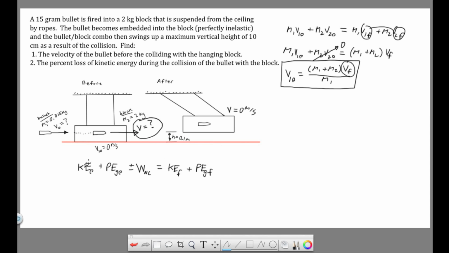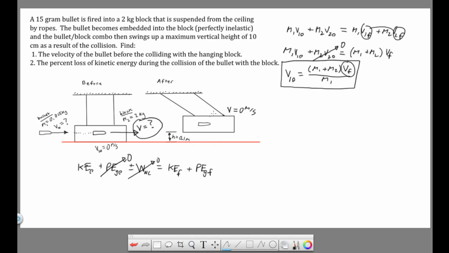So let's go through the energies. Now the key thing is we're looking at this situation immediately after the collision. So the bullet enters the block, the collision is done, and then the bullet block combo swing upward. So we do start with kinetic because the bullet block combo has a velocity, and that's what we're looking for. Initially, there is no potential of gravity because the bullet block combo start on the 0 point. Work non-conservative, there is none, because we're looking at the problem after the collision has taken place. The only force affecting the motion as the bullet block combo swing up is gravity, and gravity is a conservative force. So therefore, we have no non-conservative forces acting in this situation.